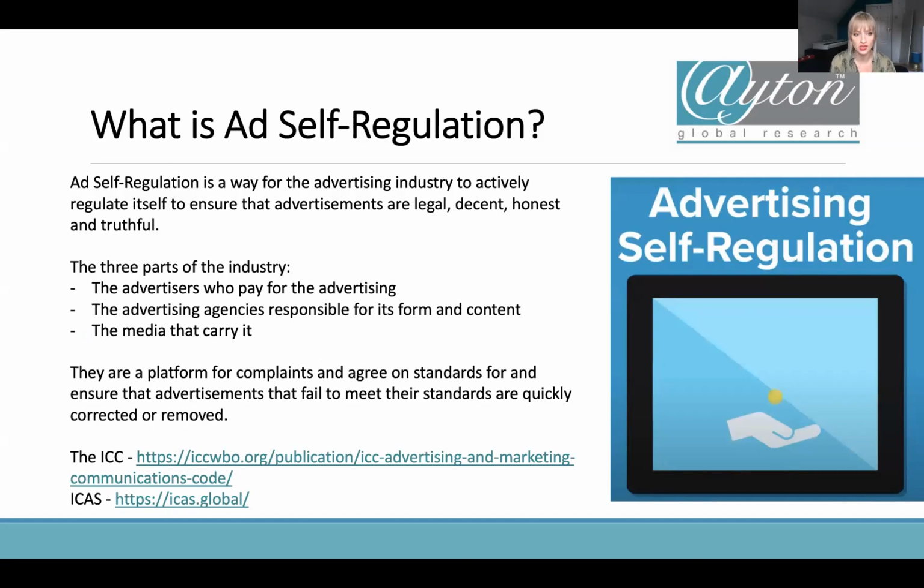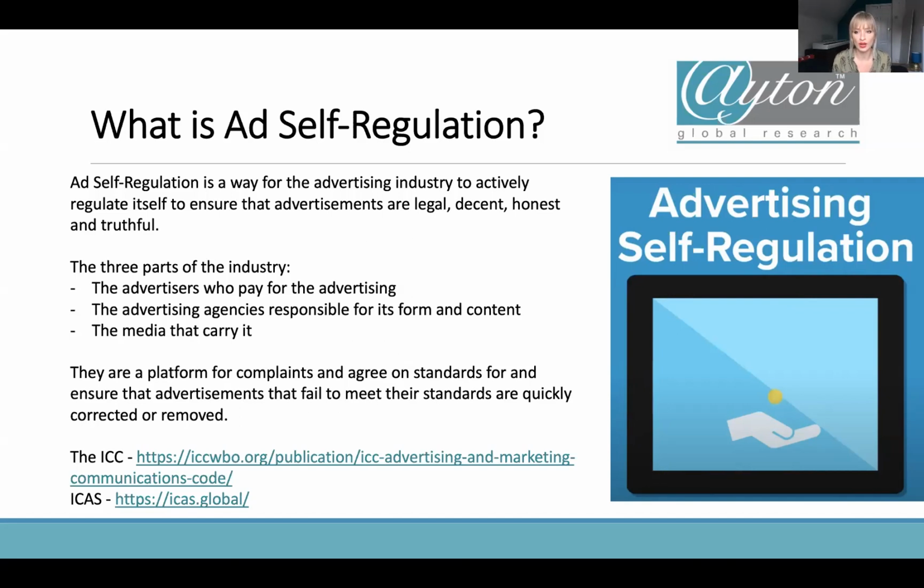Talking about compliance and regulation, think about who's going to be regulating those adverts, and how that all works. So most advertising is regulated by ad self-regulation. It's basically a way for the industry to be legal, decent, honest, and truthful. So basically the industry is supposed to regulate itself. Everyone in advertising should be following the code of conduct and conducting their adverts in that sense. But there are ways to approach it if people aren't doing it that way.